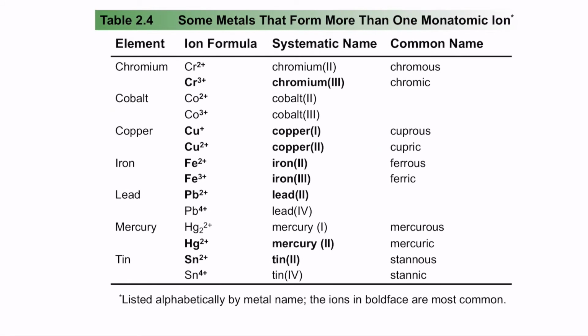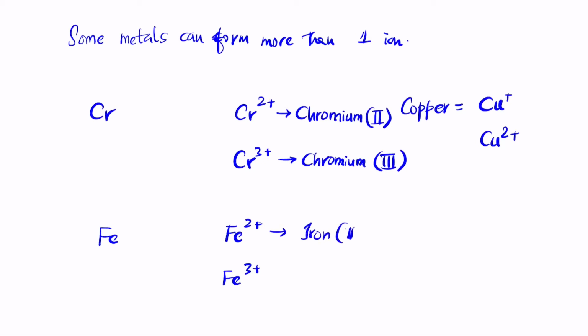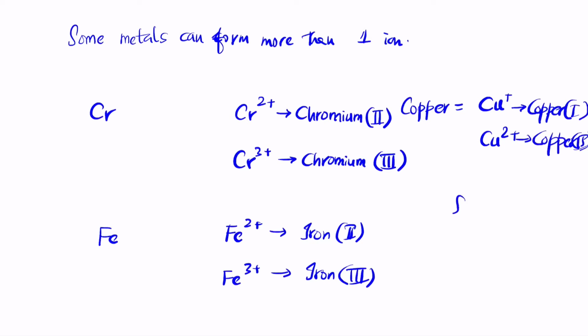This is a table that shows you some of these elements and how to name them. When you have elements that can form multiple ions, in naming them we write the element's name, and in parentheses in Roman numerals we represent the charge that the element can form. So this is chromium(II), and this is chromium(III). In the same way, this is iron(II) and this is iron(III). This is copper(I) and this is copper(II). These are what we call systematic names.